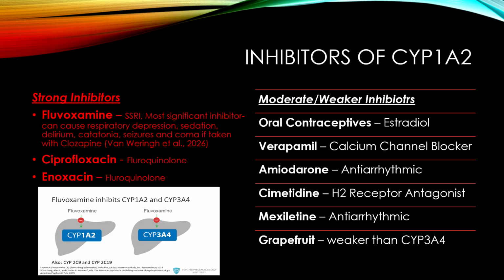Ciprofloxacin and enoxacin, which are both fluoroquinolones, are also strong inhibitors. Moderate, weaker inhibitors include oral contraceptives, specifically ones containing estradiol, the calcium channel blocker verapamil, antiarrhythmics like amiodarone and mexiletine, and cimetidine, which is an H2 receptor antagonist, and grapefruit, though much weaker than with CYP3A4.